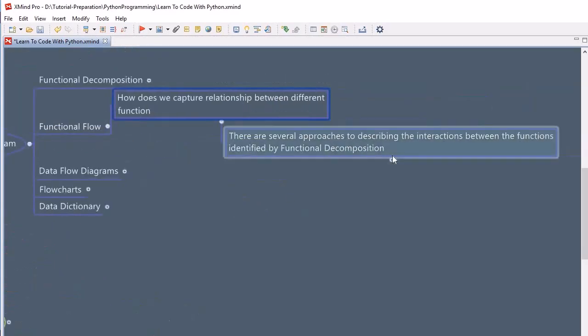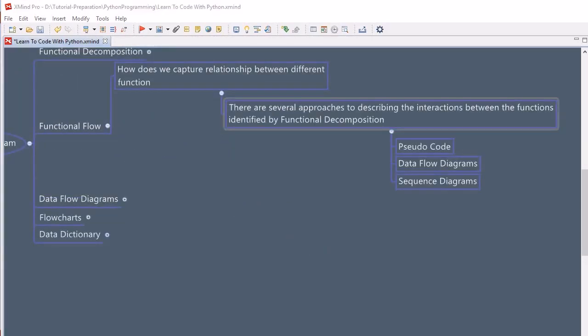So basically we have three types of functional flow capturing tools. First is pseudocode. We need to write a pseudo program or algorithm steps, which will describe what will happen whenever any function is being invoked, and once that function execution is completed, what the next step will be, and whether any other function needs to be invoked. Such things will help us design it. So the tools we are going to use are pseudocode, data flow diagram and the sequence diagram.